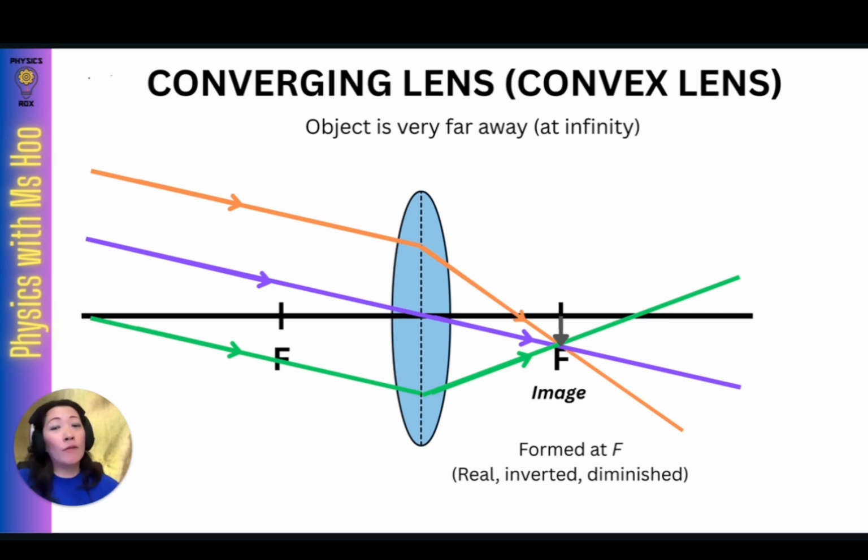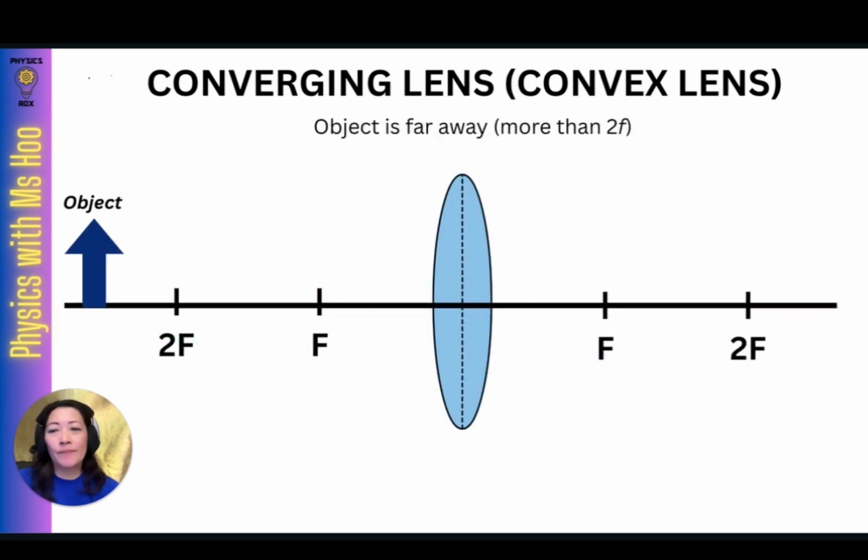So we started off with an object that is very far away. Let's bring it a little bit closer. And this time the object is still quite far away, but it's more than 2f. That means more than double the focal length of the convex lens. So on this slide, I've marked here f and 2f, where f are the focal points, while 2f is at a point double the focal length from the middle of the convex lens.